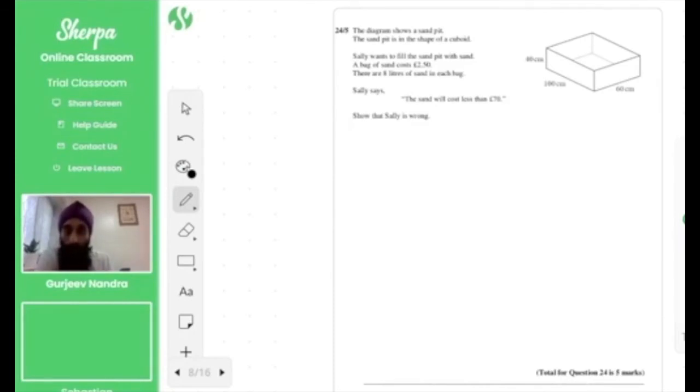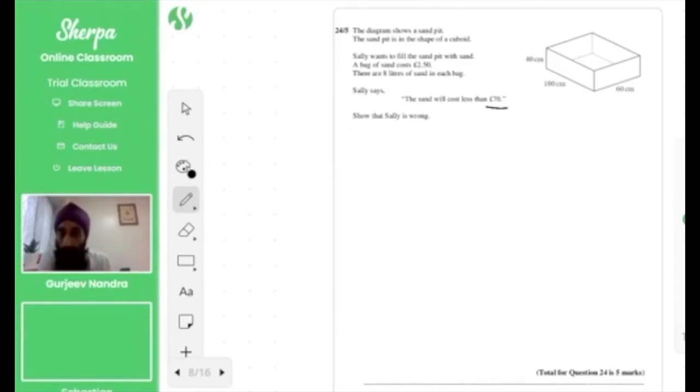So you've got a cuboid here, and it's meant to be a sand pit. Sally wants to fill the sand pit with sand. 1 bag costs £2.50, and there's 8 litres of sand in each bag. Sally says it will cost less than £70.